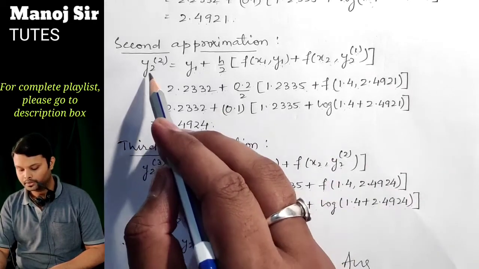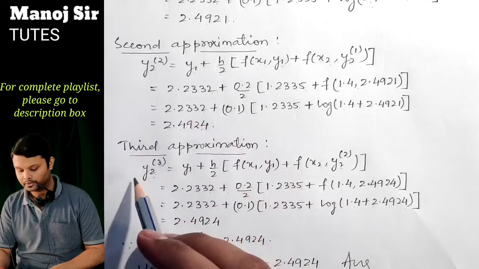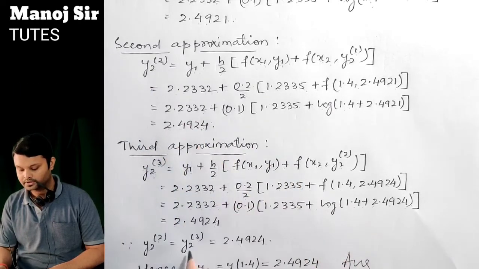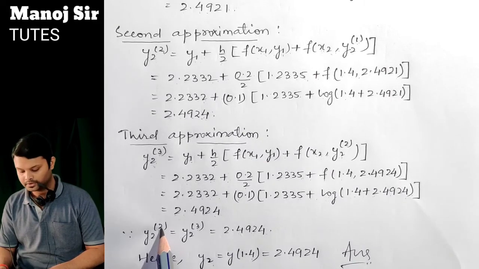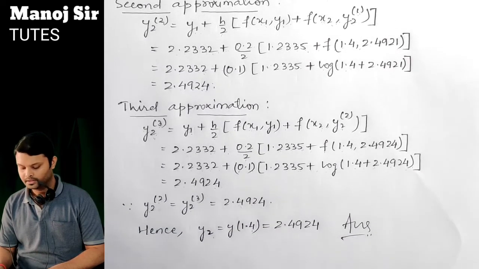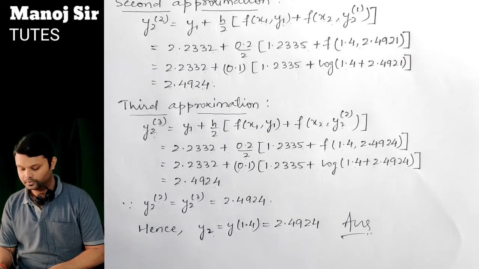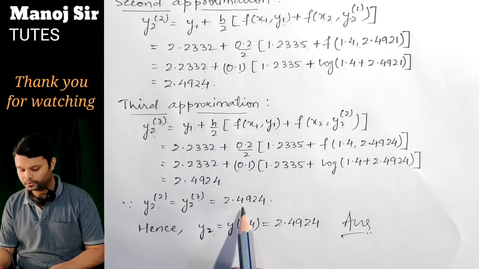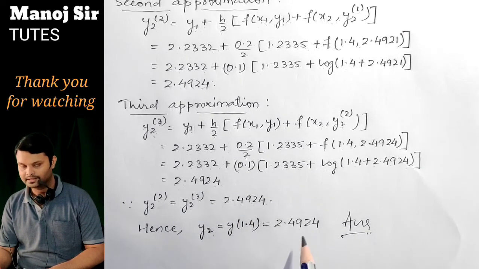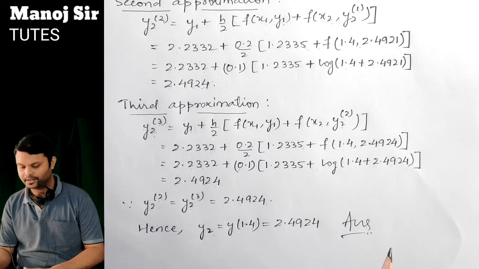Now if you see y2 at the second approximation and y2 at the third approximation, the values are the same. So we can say that since y2 at the second approximation is equal to y2 at the third approximation, that is 2.4924, hence y2, that is y at x equals 1.4, is equal to 2.4924. Okay, and this is the final answer. Thank you so much.